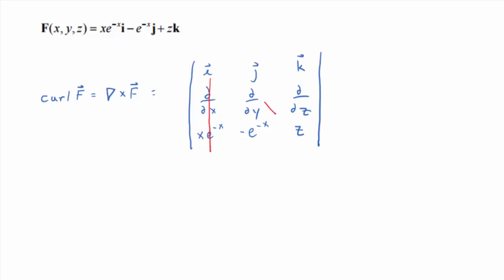So we take the derivative of z with respect to y. What's that? Derivative of z with respect to y, d dy of z, same as dz dy. Isn't that 0? Minus what? d dz of negative e to the negative x. Isn't that 0? Yes. So 0 minus 0 for the first component. So that's 0. So far, so good. By definition, there's a minus there.